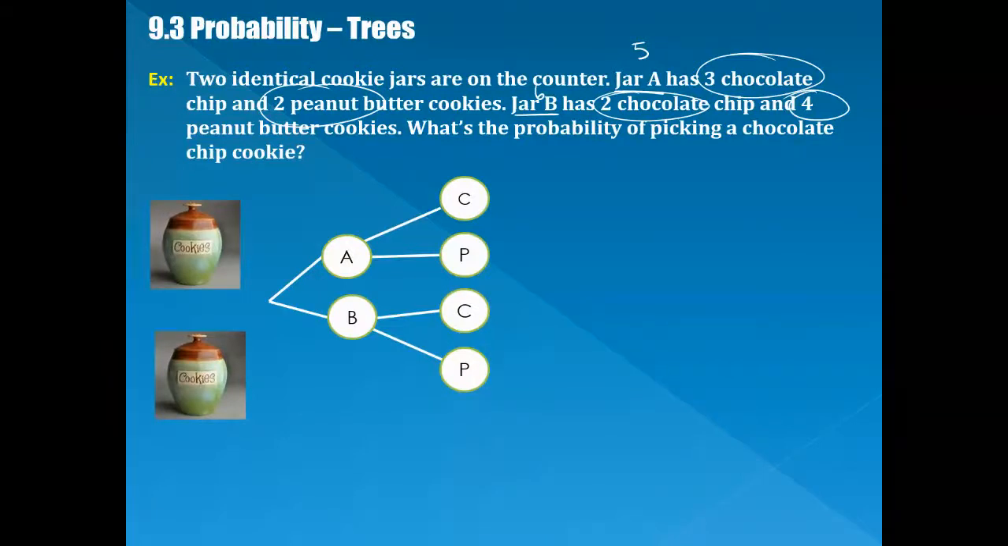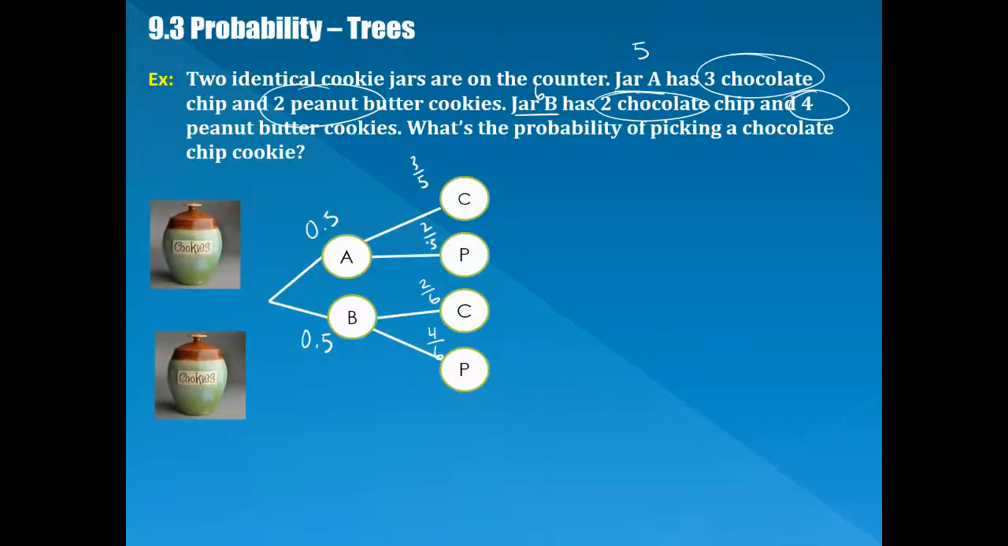The probability of picking jar A versus picking jar B, those are equally likely, right? That's 0.5 or 1/2. Once I'm in jar A, the probability of picking a chocolate chip cookie is 3 out of 5, and peanut butter is 2 out of 5. In jar B, the probability of picking a chocolate chip cookie is 2 out of 6, and peanut butter is 4 out of 6. Each of my branches adds to 1, which is neat.